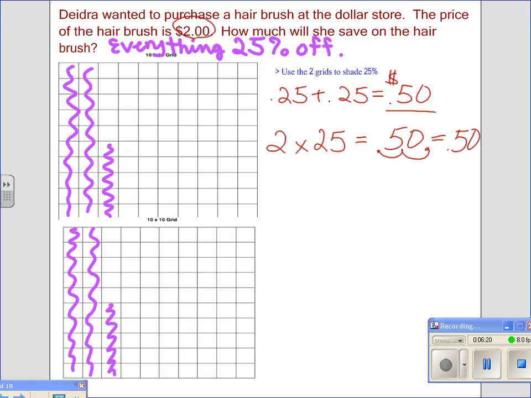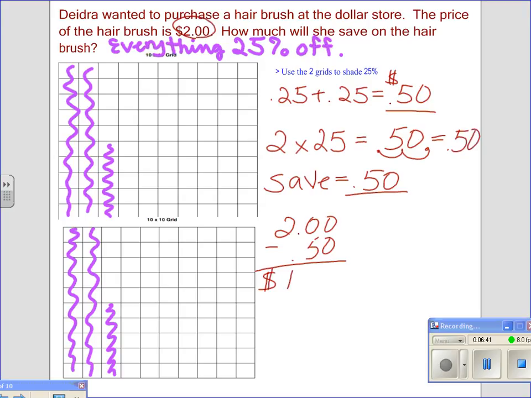So again, how much is she going to save? Well, she's going to save 50 cents by purchasing her hairbrush here. And if I were to ask you what's the total cost before sales tax, that would be $2 minus 50 cents. So that would be about $1.50, $1.50 before sales tax is added.